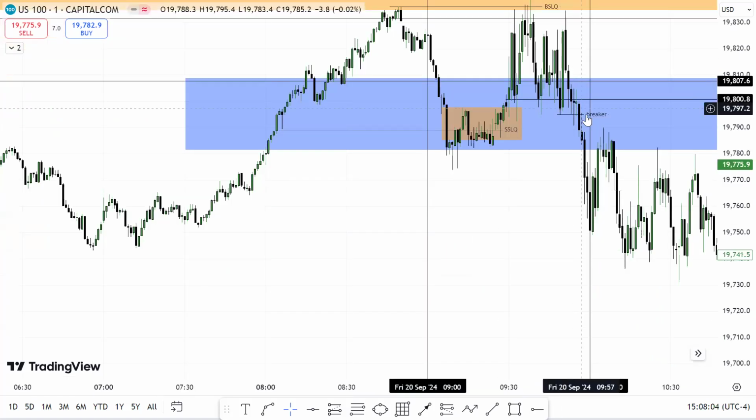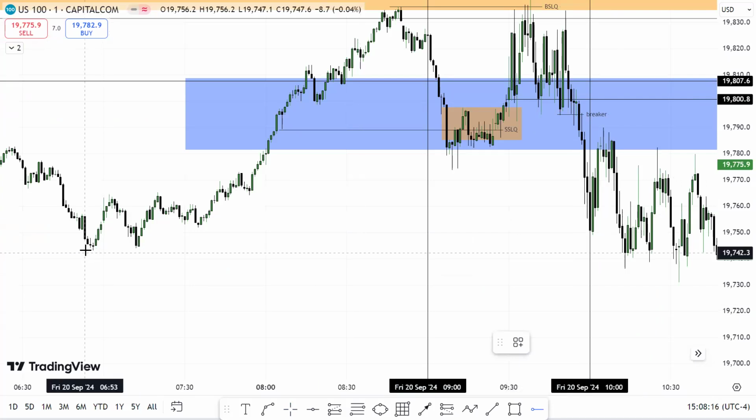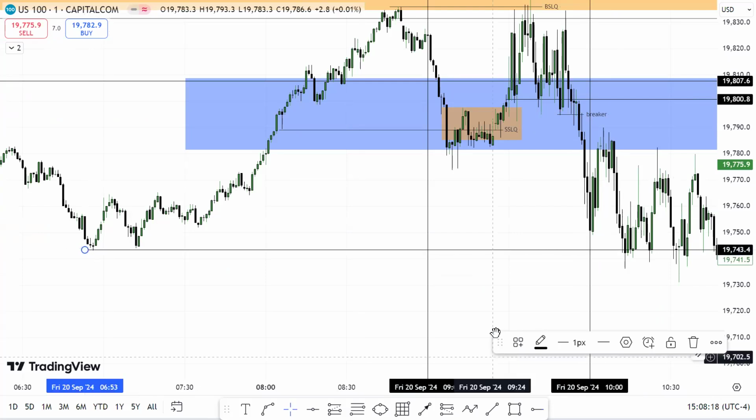So now you see how it traded to this point, and from here is macros, which I don't want to talk about. We traded up to these lows, which are relatively equal at this point here. So we traded up to the sell side liquidity.